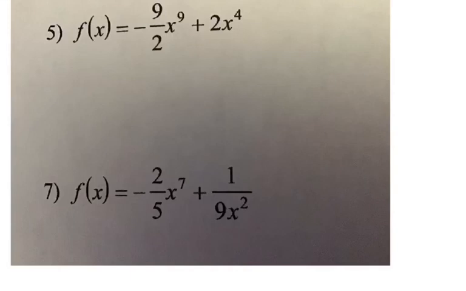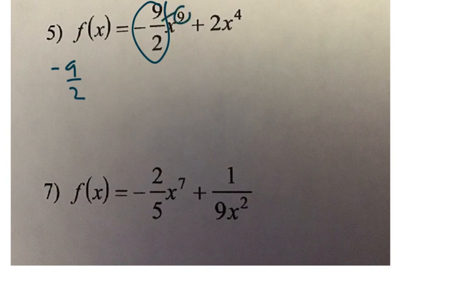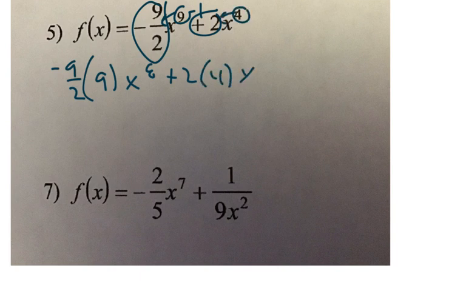Okay, let's keep going. So the negative 9/2 stays. It's basically like a constant coefficient, right? The 9 comes down. X to the 8, because we're going to minus 1 from the power. The plus 2 stays. The 4 comes down. X to the 3, because again, I'm going to do 4 minus 1, 3. So cleaning it up here, I have negative 81 halves x to the 8. Plus, here I have 8x to the 3.